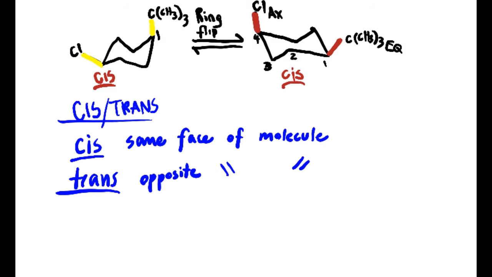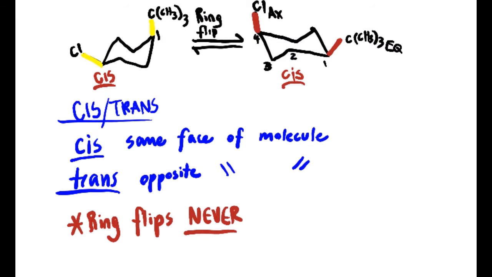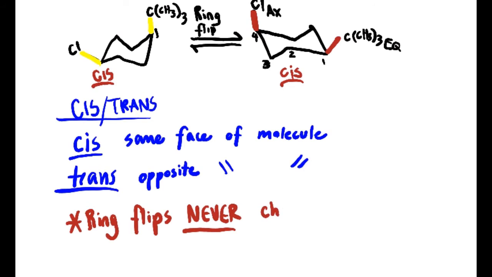So this brings us to one key point, and that is ring flips will not change whether two groups are cis or trans to one another. Very rarely do we say never, but ring flips never change the cis and trans relationship of two groups relative to one another. The only way to change that is to actually do a chemical reaction where you would physically be completely breaking apart the two atoms and then rejoining them differently. So by just rotating around carbon-carbon bonds, which is what we're doing in a ring flip, you're never going to change cis to trans or trans to cis. That relationship is always going to stay the same.